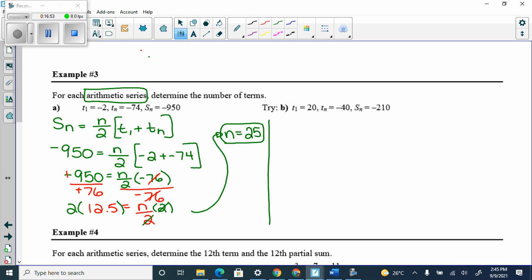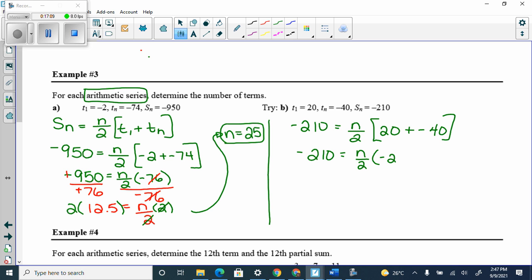You try B. Okay, so we're going to get Sn, which is negative 210, equals n divided by 2, bracket T1, which is 20, plus Tn, which is negative 40. Negative 210 equals n divided by 2 times negative 20. So I can divide by negative 20, and what do you get? 10.5 equals n divided by 2, multiplied by 2, and you get?